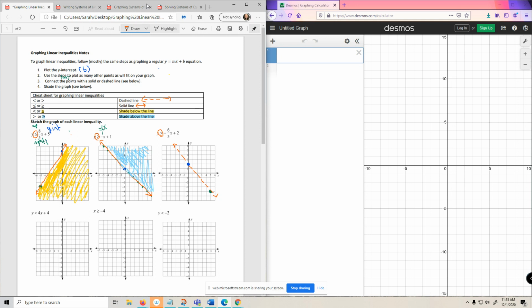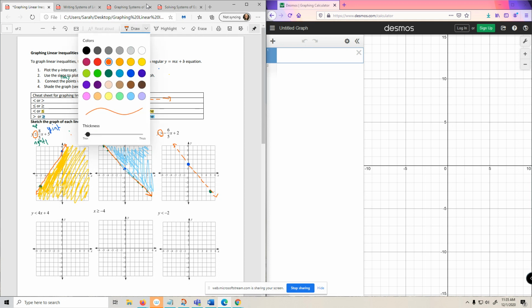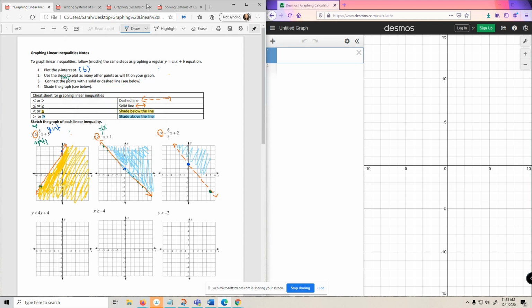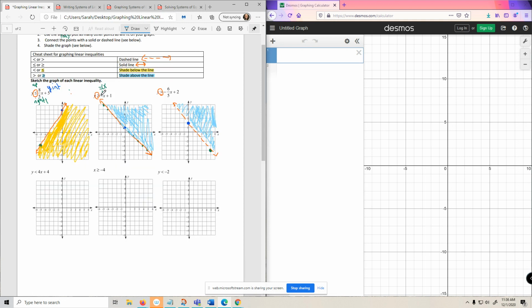And then how am I shading? Since it's a greater than, I'm going to shade above the line. And so my shading goes above the line. The dashed line means that points on the line are not included in our solution set. So anything that is in this blue part shaded above the dashed line is something that works for our inequality. Trying a few more.